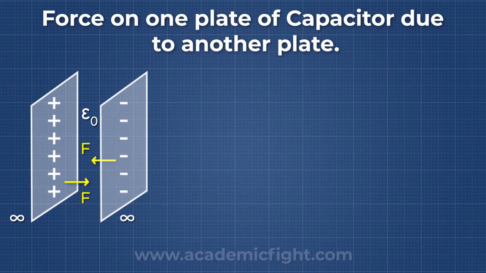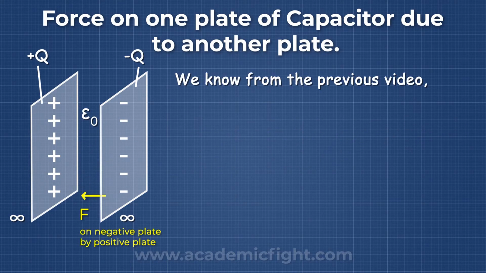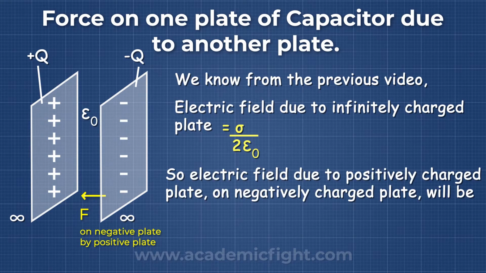Let's quantify that. Let's say one plate is negatively charged and another plate is positively charged. We are going to find out the force on the negatively charged plate due to the positively charged plate. We know from the previous video that the electric field due to an infinite charged plate is sigma by 2 epsilon naught. So the electric field due to the positively charged plate, on the negatively charged plate, will be sigma by 2 epsilon naught.